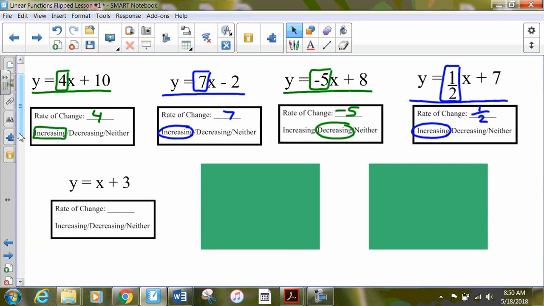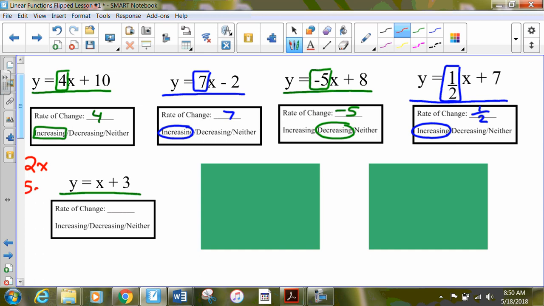Let's go ahead and write down this next equation, y equals x plus 3. All right, when we look at this equation, what do we notice? There's no number in front of the x, right? Let's stop for a second and talk about that. If there is a number like 2x, well, we know there's 2 x's, or 5x means 5 x's. But when there's just x alone, how many x's are there? 1. So when you don't see a number in front of the x, you know that number is 1. Rate of change then will be 1. 1 is a positive number, so it is increasing.